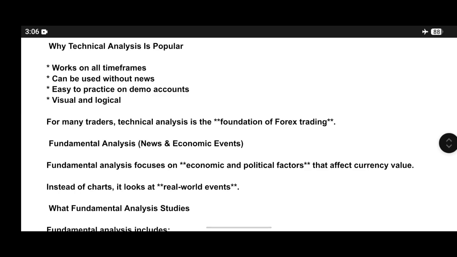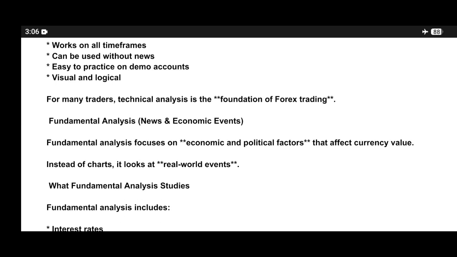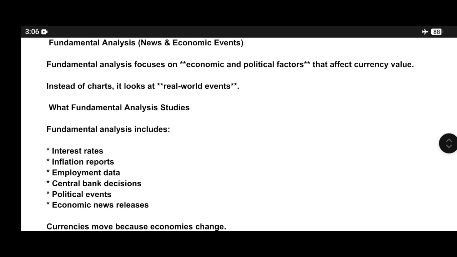Yes. We have fundamental analysis, which is news and economic events. Fundamental analysis focuses on economic and political factors that affect currency value. Instead of charts, it looks at real-world events. Fundamental analysis studies include interest rates, inflation reports, employment data, central bank decisions, political events, and economic news releases.